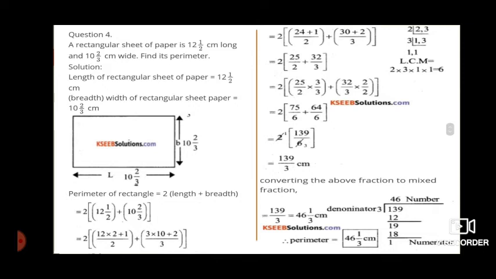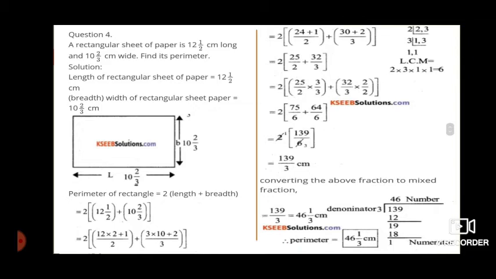Now we can do the cross cancellation with the 2 and 6. Whenever you are cancelling, children, please keep in mind, one number should be in the numerator place and one number should be in the denominator place. So 2 is in the numerator, 6 is in the denominator. We can cancel it. 2 ones are 2, 2 threes are 6. So the remaining is 139 by 3 centimeters. We cannot leave it like that. We have to convert it into a mixed fraction because 139 by 3 is improper.